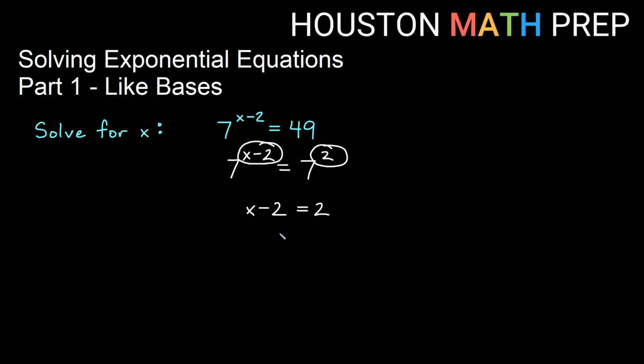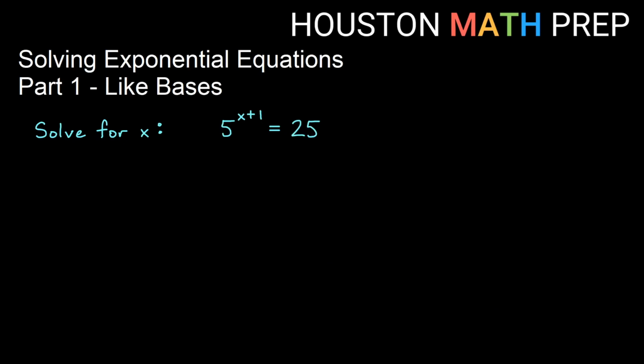This is really easy to solve if we see it this way, because we just need to add 2 to both sides, and that will give us, in this one also, it turns out, x equal to 4 for our answer. Looking at another one similar to that, 5 to the x plus 1 equals 25.